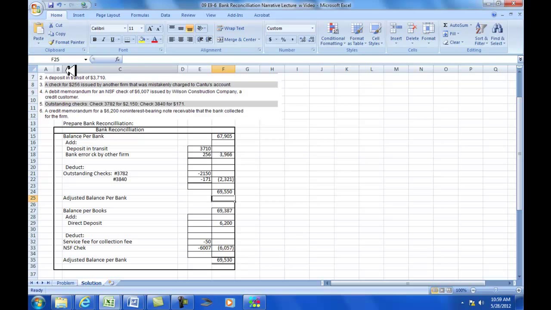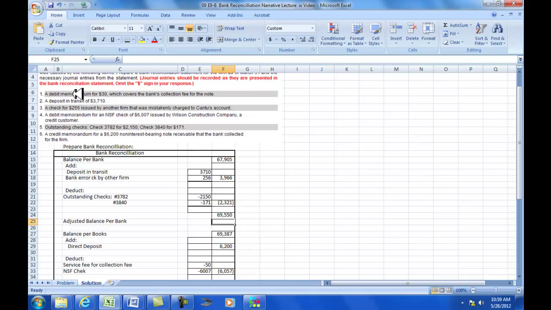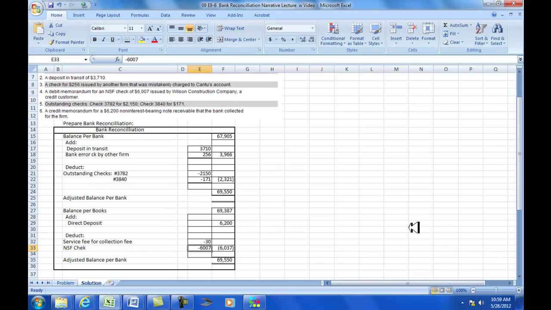Well, going back and reviewing what I've entered here, I had a $30 debit memo that covers the bank collection fee, and I put that in as 50, so that should be minus 30. See how that gets us in line. So I am now reconciled. So that's how you'll find your errors. If your adjusted balance per bank doesn't equal your adjusted balance per books, then you are not reconciled.